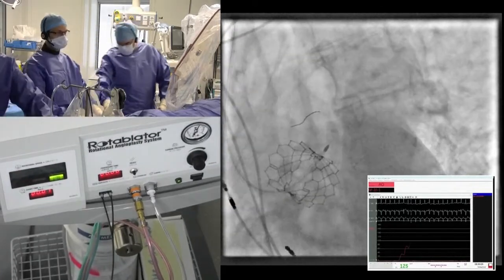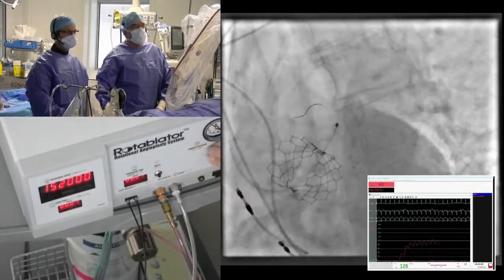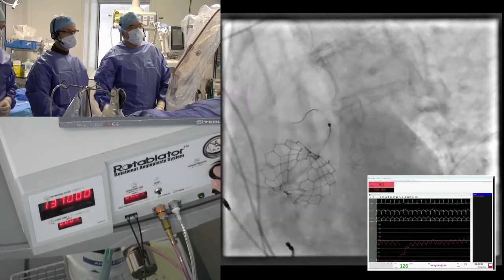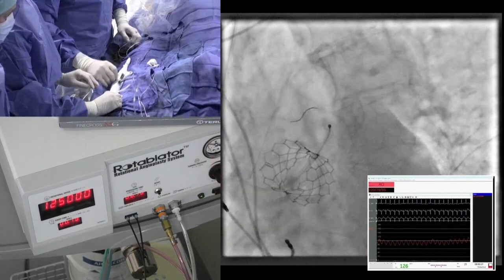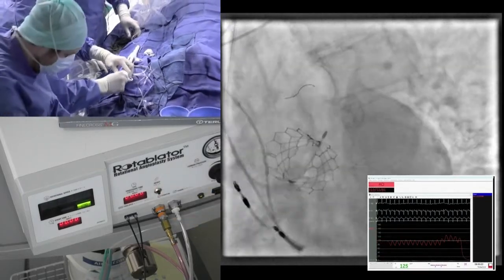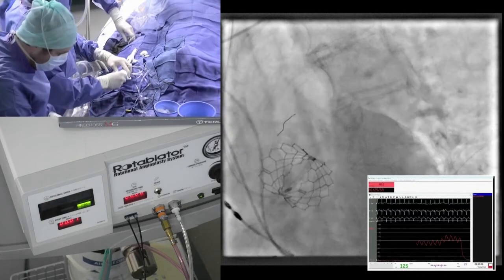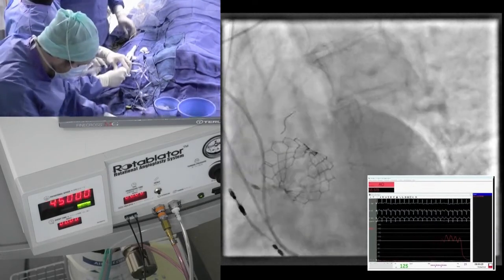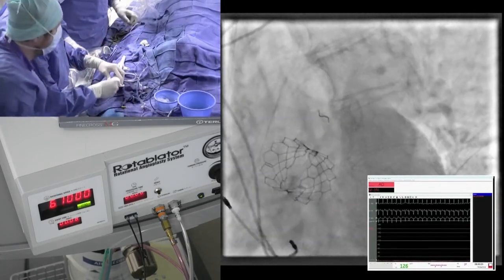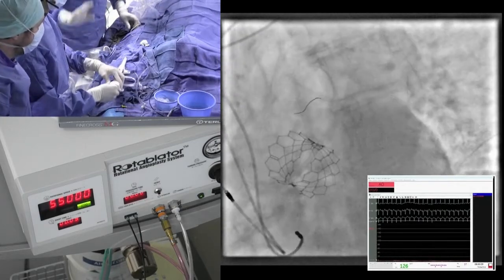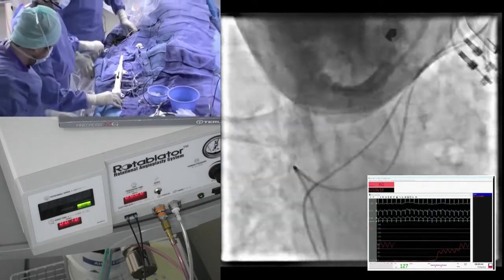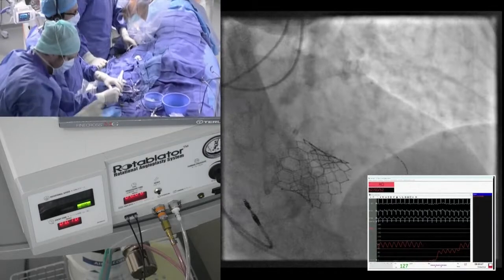Okay. Now we can remove it. I mean, there's no other way to treat a lesion like this without rotational atherectomy. It would be impossible. Yeah, it's a left main.